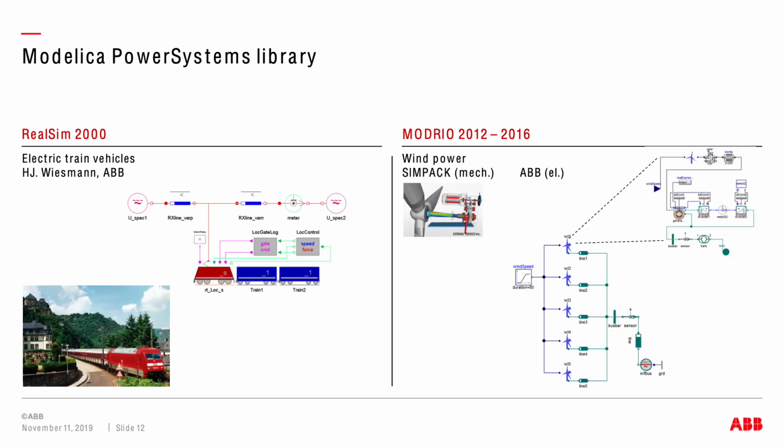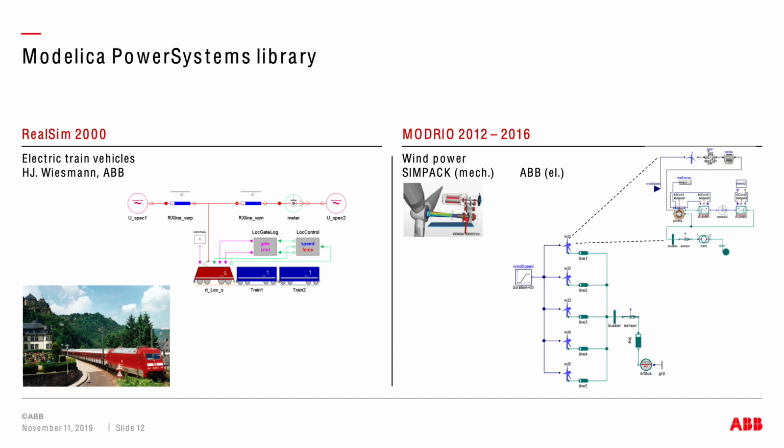I'd like to come to electrical system optimization. It's actually the electrical applications are older than the thermal applications in ABB. This was work by Hans-Jörg Wiesmann in the RealSim project in the year 2000. He was modeling drivetrains, electric drivetrains of electric trains. And this work he continued on afterwards, and then it took until 2012, basically now maybe 2010, that we took this work over and put it to use.